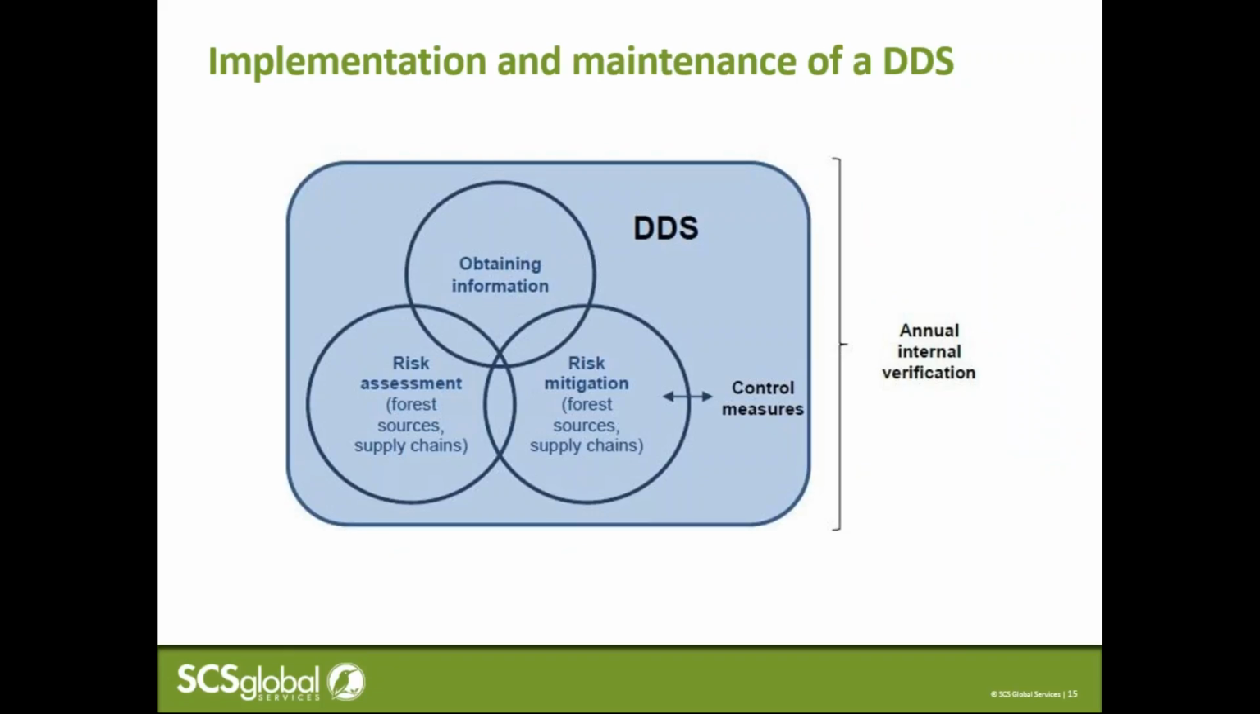Okay, so note that there are 3 distinct components of the due diligence system, each with its own set of requirements: obtaining information, risk assessment, and risk mitigation. The diagram here is copied directly from the standard and illustrates this point.